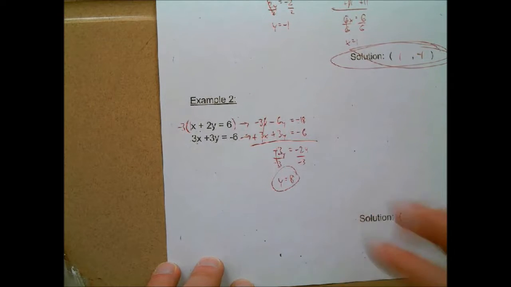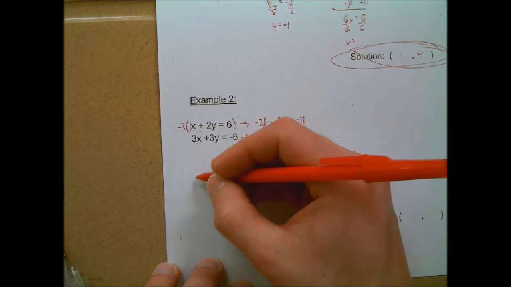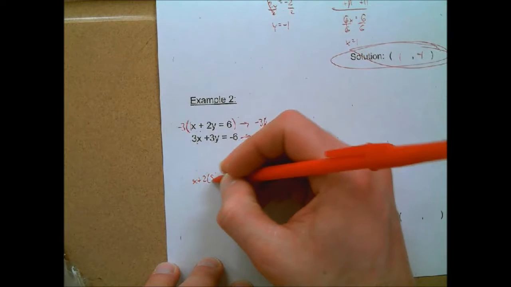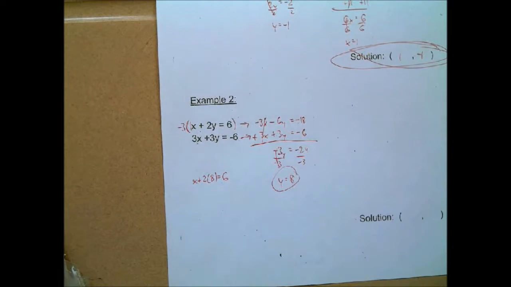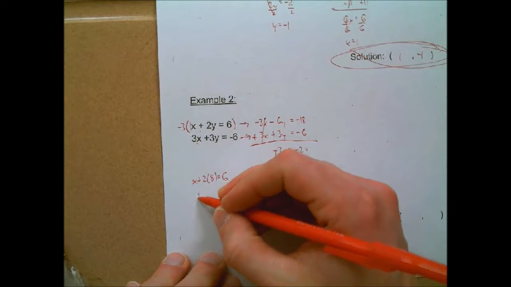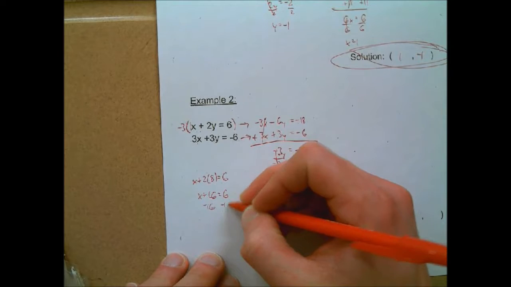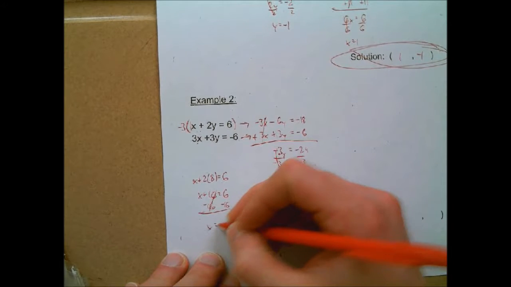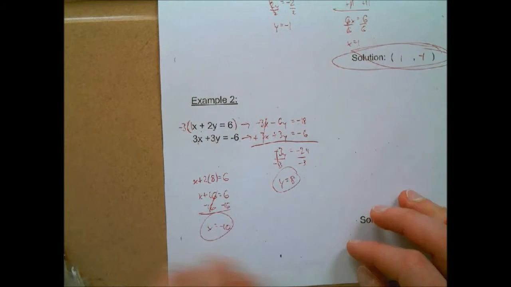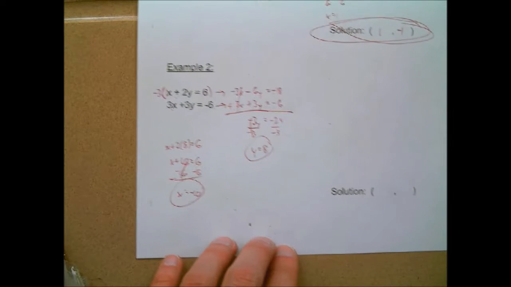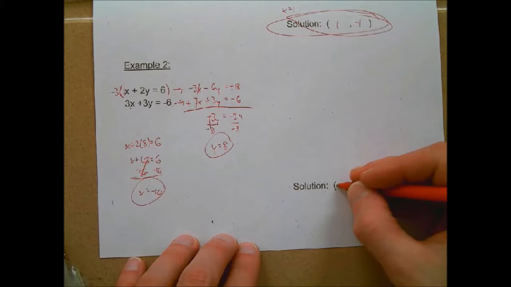I like that one too. All right, x plus 2 times 8 equals 6. Okay. 2 times 8 is 16, and then subtract 16 on both sides. x equals -10. Oops, I'm off the screen. There we go. So we get -10, 8.